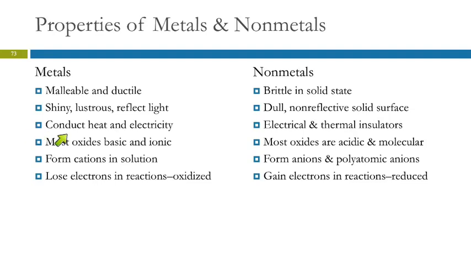Metals conduct heat and electricity. Nonmetals are insulators, both electrically and thermally. Metal oxides are basic and ionic. Nonmetal oxides are acidic and molecular. Metals form cations. Nonmetals form anions. Metals lose electrons. Nonmetals gain electrons. So they really are kind of opposite of each other. I find the metal characteristics easier to remember, and so then the nonmetal, it's like, well, what would be the opposite of that?